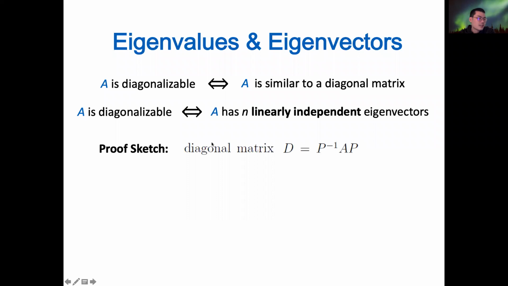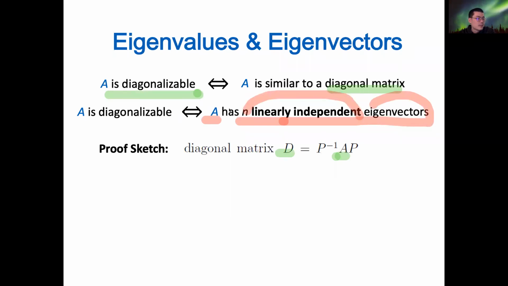Okay, let's take a look at how to prove it. We are proving something like this: A is diagonalizable, which means we have a D matrix to which A is similar. Then we want to show something, in red: that A has n linearly independent eigenvectors. How can we do that?